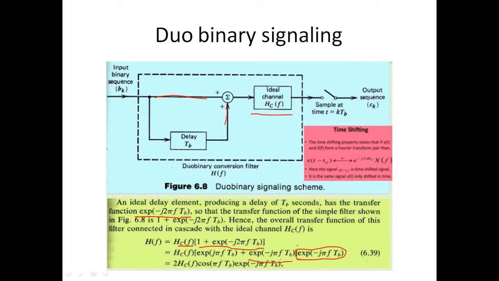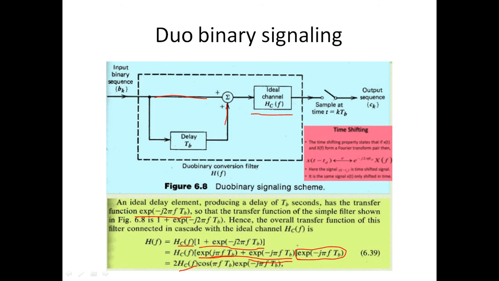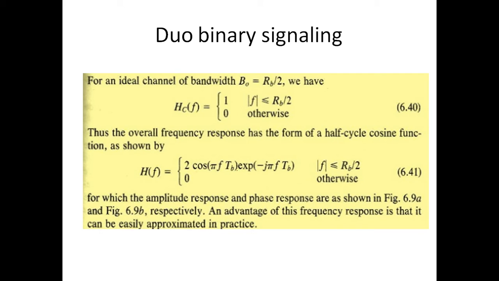If I take one outside, the other one will remain. And here, minus j into plus j, if I take minus j common, the remaining term is e power j pi f Tb. So we are going to write the inside content, exponential of j pi f Tb plus exponential of minus j pi f Tb, as 2 cos pi f Tb. We know the ideal channel filter response Hc of f is equal to 1 if it is within the bandwidth of bit rate Rb by 2, or else 0. So if I multiply this Hc of f as 1, we get 2 cos times the exponential term.